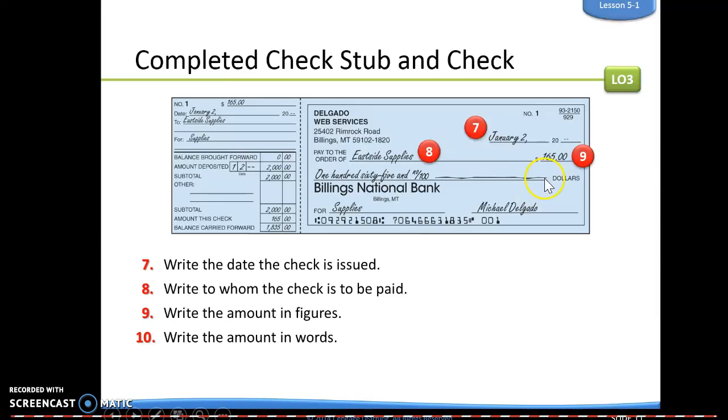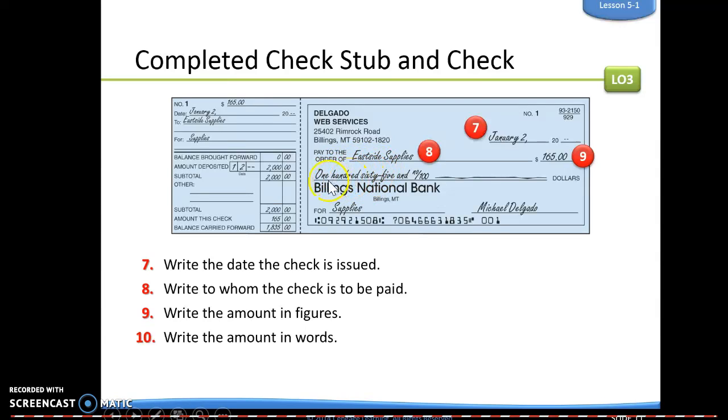Now, why do they have a line drawn through here? Hopefully, you know that the reason that line is there is so that no one can change this number here. If we were to go to the bank and we have this number written in figures and it was different from this line here, majority of the time the bank is not going to cash that check. However, if the bank were to cash that check, they are going to go by this number here.